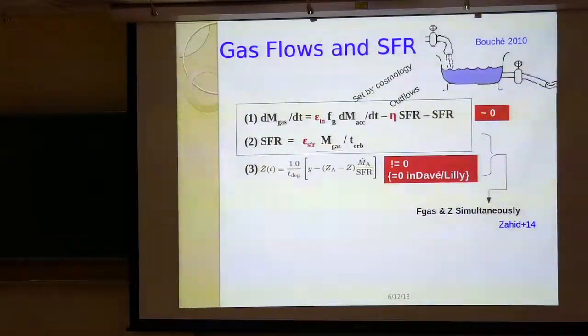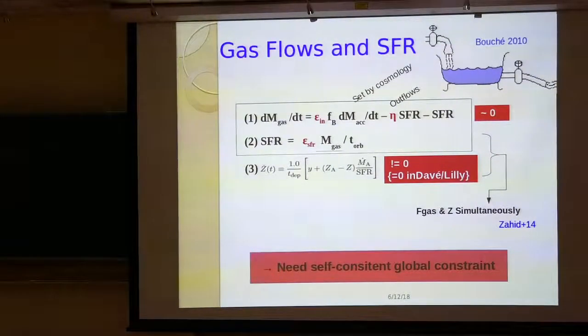What you should really do is to combine these three equations, solve them, and use observations of gas fractions and metallicity simultaneously, to then infer constraints on the accretion and outflow rates. And so far, I think there's one paper that's done this more or less, by Zahid in Hawaii. I want to emphasize that if there are students here interested in this subject, there is room here to improve, to do this self-consistently, and to put global constraints on outflows from observations.